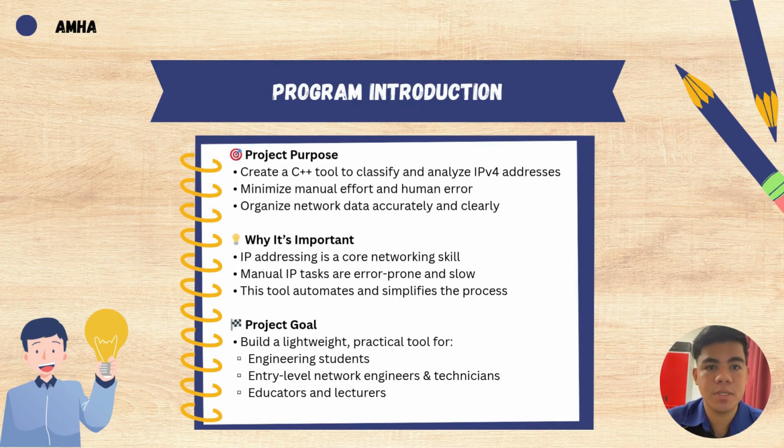Number 1, project purpose. This project aims to develop a system that helps users classify and analyze IPv4 addresses using a C++ program. It reduces manual calculation, minimizes human error, and ensures network data is accurate, organized, and easy to interpret. Why is it important? Understanding IP addresses is essential in networking, but manual calculations are often error-prone and time-consuming. This program simplifies learning and daily tasks by providing accurate, automated IP classification.